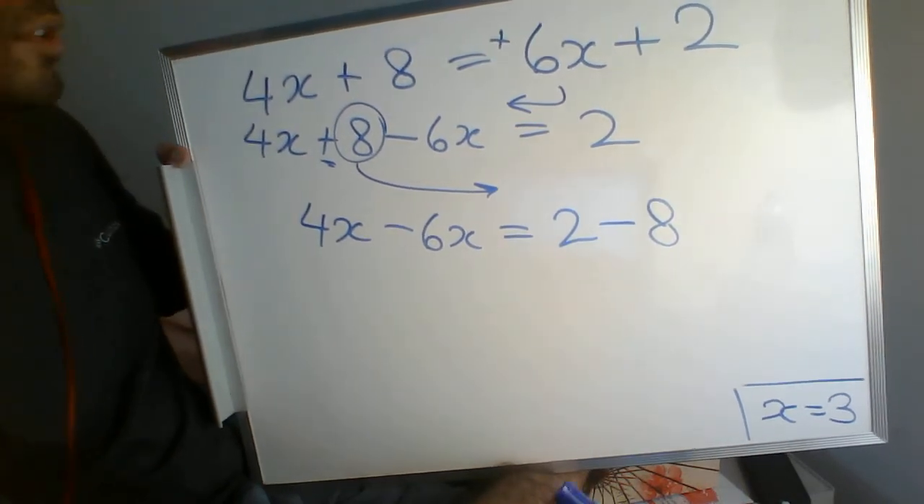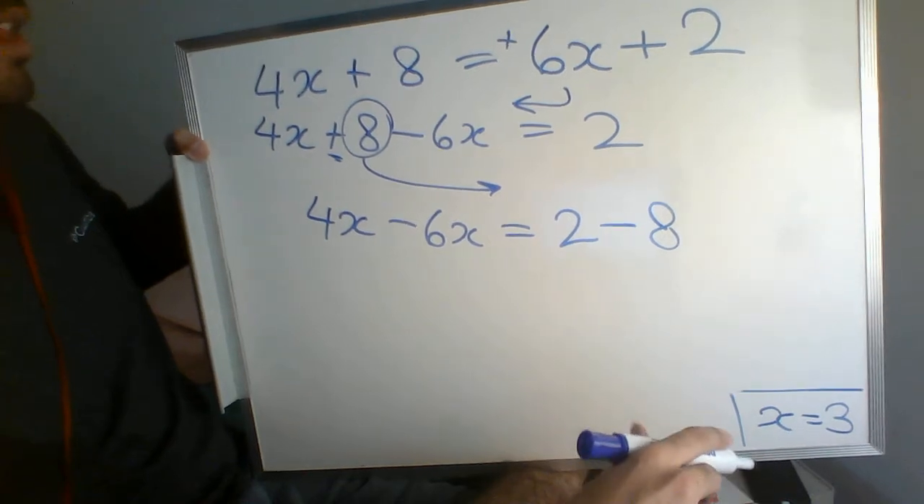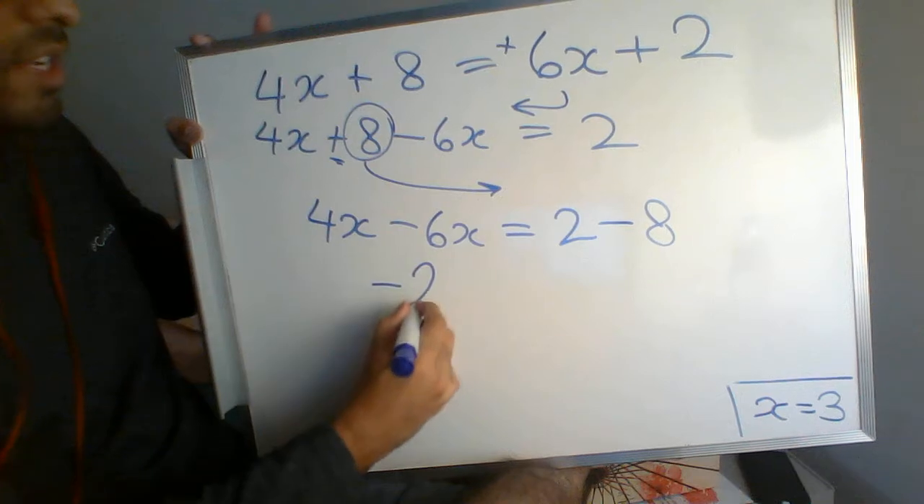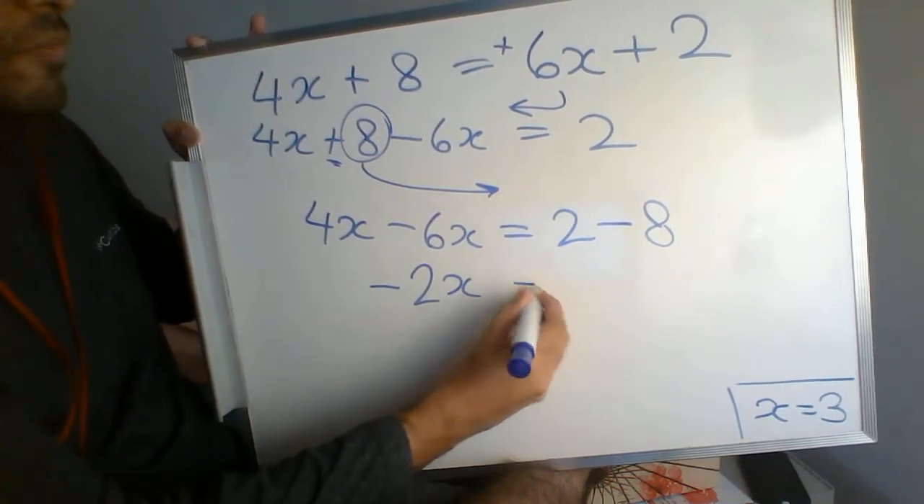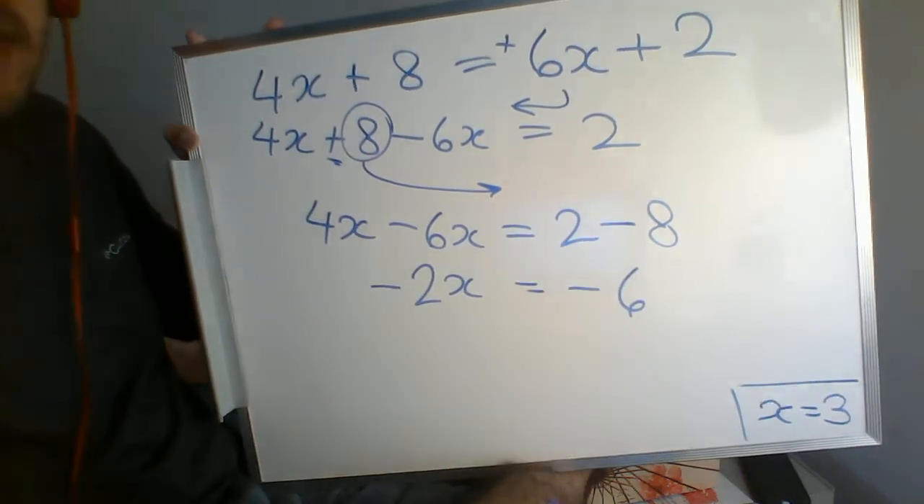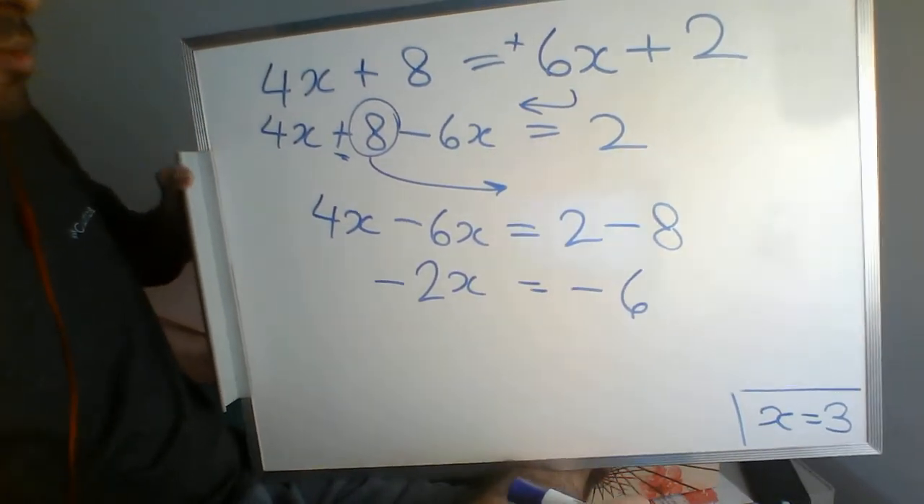Alright, so now this looks somewhat different from what we had before. So let's see that this does give us the same answer. 4x minus 6x is going to give us negative 2x, which is equal to 2 minus 8, which is actually going to give us negative 6. So now this looks a bit more similar to what we had before.